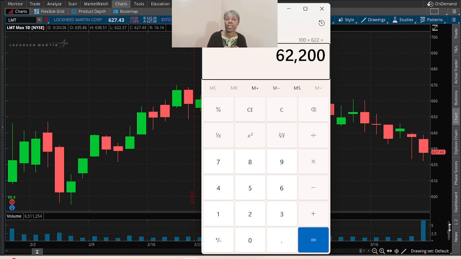And then if it goes up like $5 per share, then 5 times 100 will give you 500. So that 500 divided by 62,200 times 100, you make 0.8% a day on this trade. So as a day trader, if you are a day trader, I don't know if that's a good return.